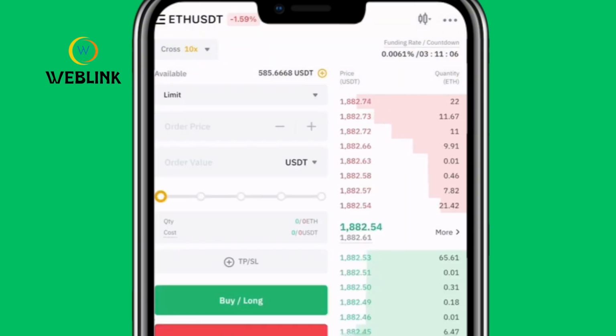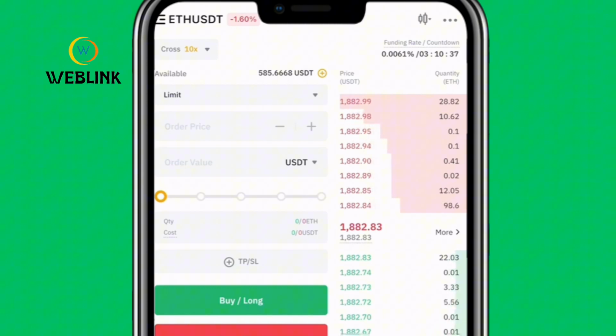Limit allows you to enter the price you want to enter the trade. For example, if you look at the current price of ETH right now, it is 1,882 USDT. So let's say, for example, you don't want to enter at the current price. You want to enter maybe when it comes a little bit down. So let's say you want to long the market and you don't want to enter now. You want to enter maybe when it comes a little bit down. That means you're going to be using limit order.